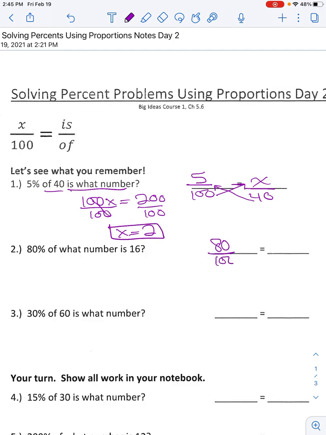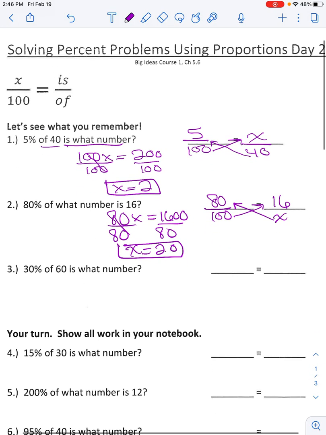Number 2, 80% would be 80 over 100 of what number? Is 16. Is over of, 16 goes on top. We're going to use cross products. 80 times x is 80x. 100 times 16 is 1,600. And we're going to divide by 80 to get x by itself. So x is 20.